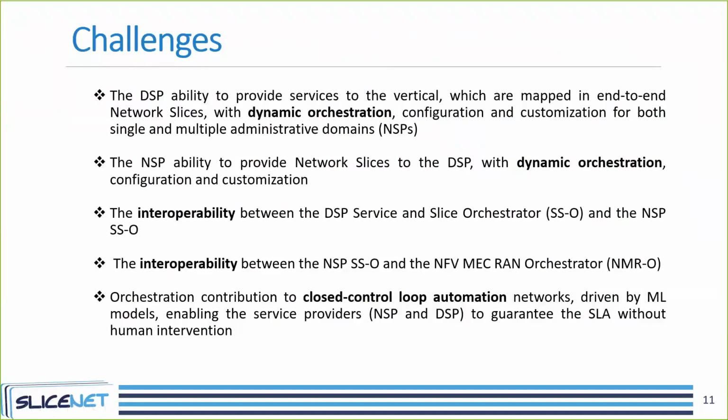Another one is NSP ability to provide network slices to the DSP, also with this dynamic orchestration, configuration, and customization. Also, the interoperability between the DSP SSO and the NSP SSO, and inside the NSP, the interoperability between the NSP SSO and the NMRO, which is NFV mechanism orchestration. Another one is the contribution to closed control loops automation networks, enabling the service providers to guarantee the service level agreement without human intervention. So we want to do this as much as we can with this architecture.